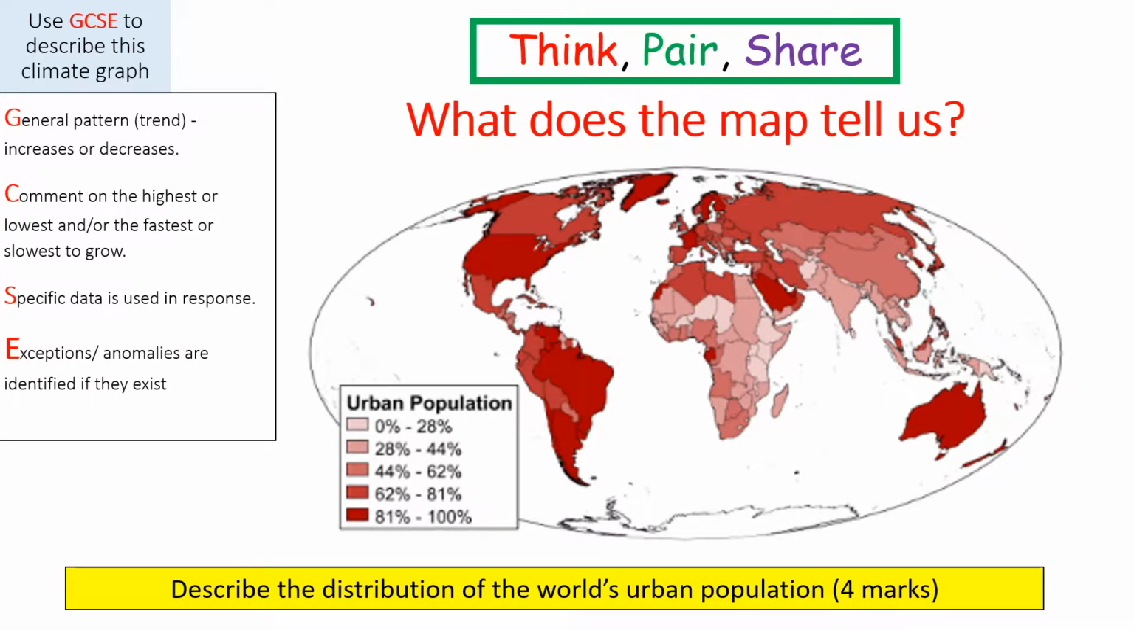So have a go if you want to pause the slideshow and just have a go at describing the distribution of the world's urban population. That would be great. Focus on the trends, which places have the highest urban populations, how much. If you can give some country examples, that's even better, to show off your knowledge of world geography. And then any opposite trends, so which places. So you might want to say along the equator we have countries with low urban populations.